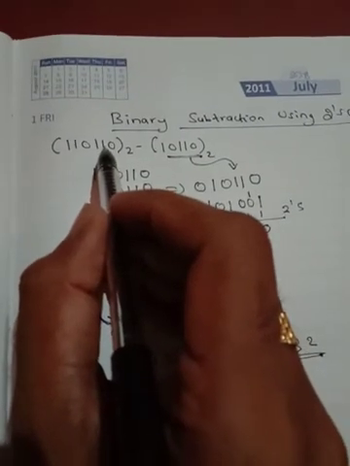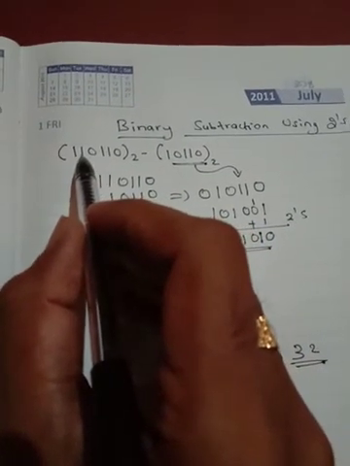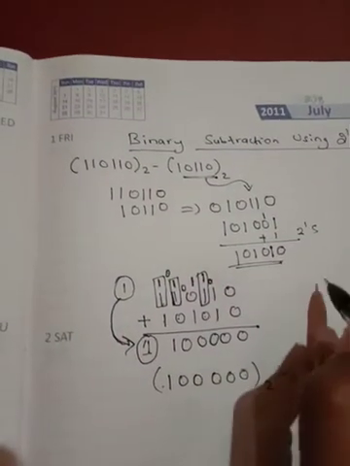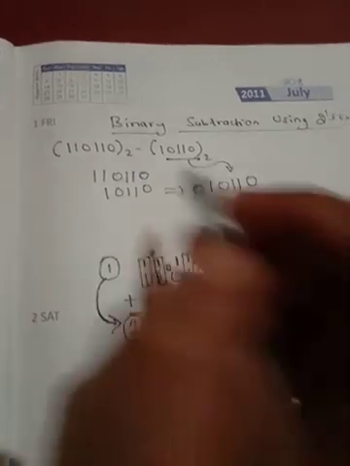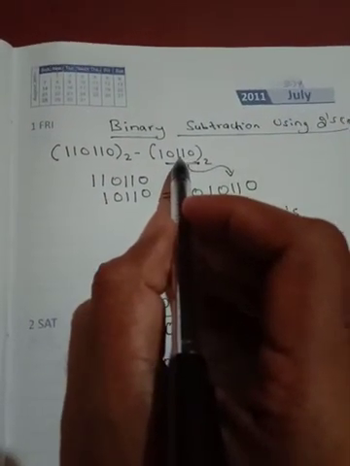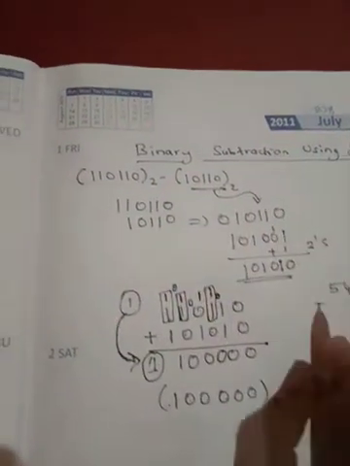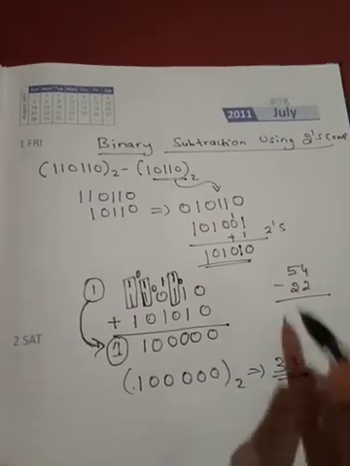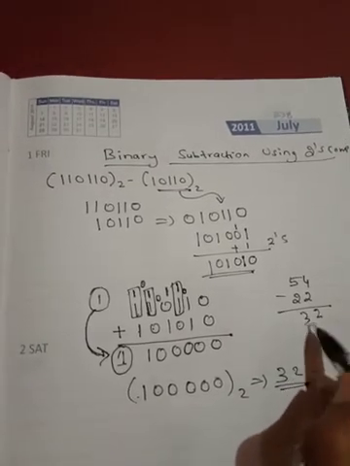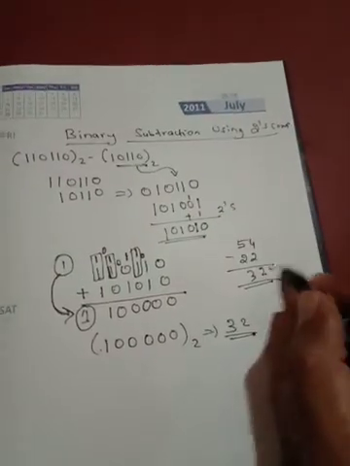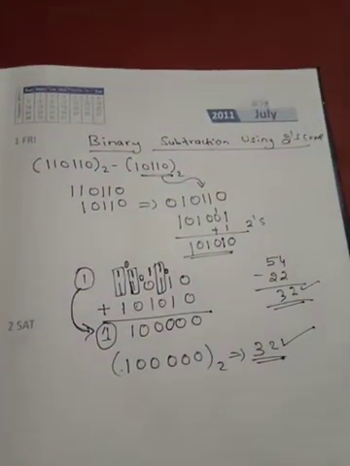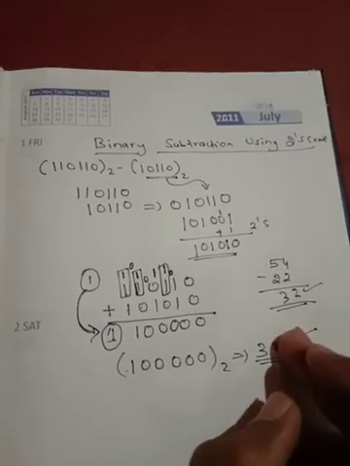If you want, you can check. The minuend 1 1 0 1 1 0 is 2 plus 4 plus 16 plus 32, which is 54. The subtrahend is 2 plus 4 plus 16, which is 22. Now 54 minus 22 is 32. So the answer should be 32, and whatever answer you received is also 32. That means this method is correct. This is how you go about the subtraction.